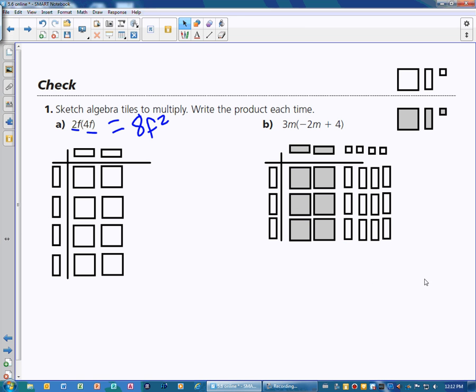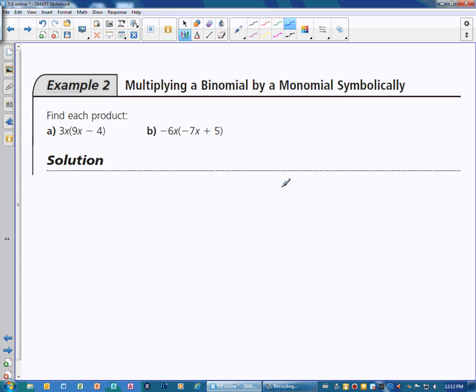So in the end, I'm going to write the answer down here. In the end, I have negative 6m squared and plus 12m. Okay, negative 6m squared plus 12m. All right, so what about without algebra tiles?